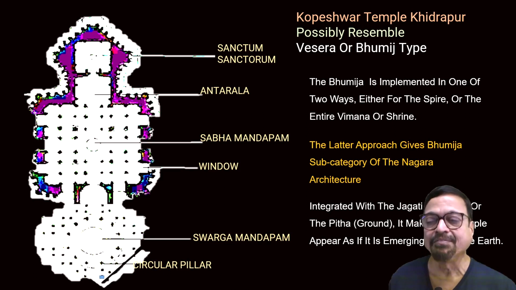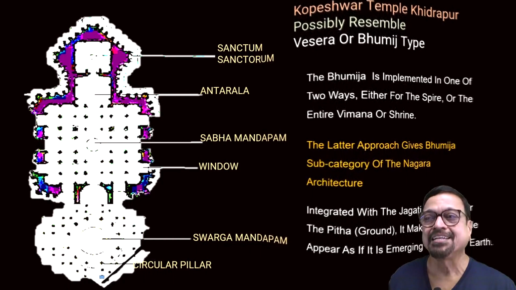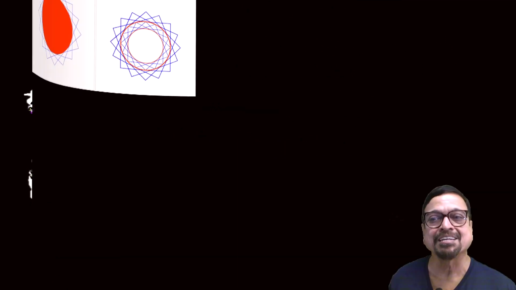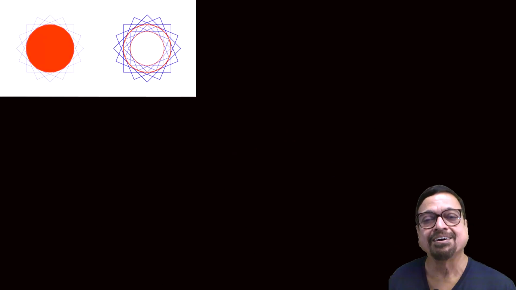Now integrated with Jagati, Jagati is a platform, or the Pitha, that is the ground, it makes the temple appear as if it is emerging from the earth. That's why the name Bhumija. So Bhumija type of architecture, because it looks like it is coming from the earth.